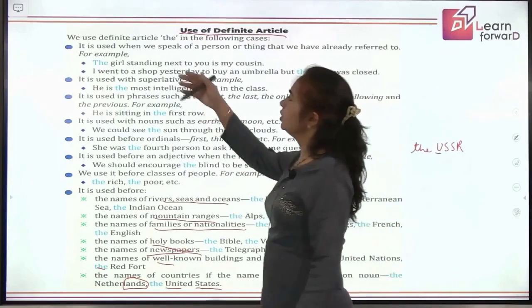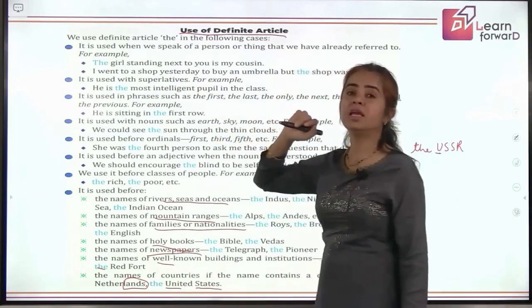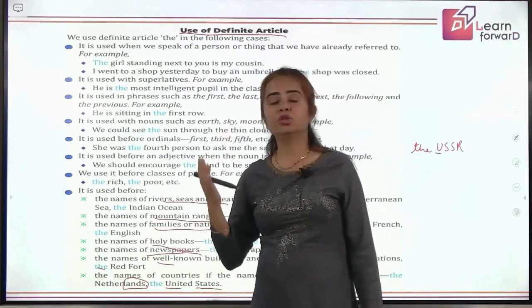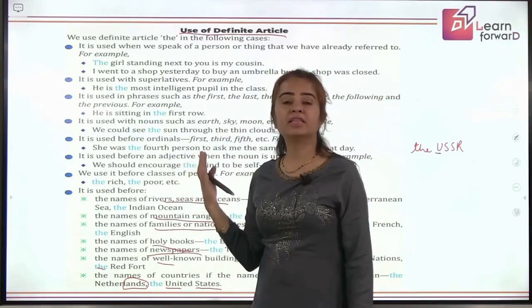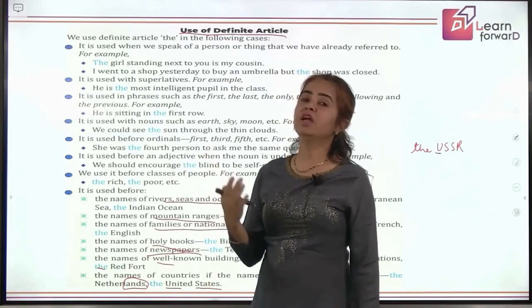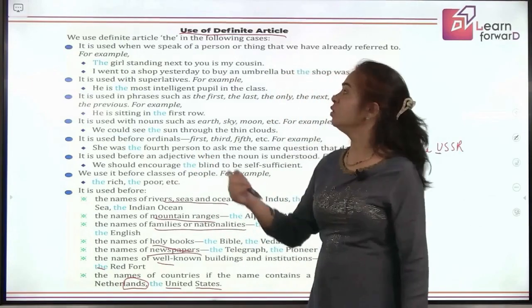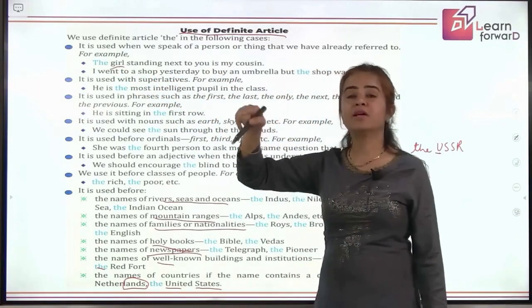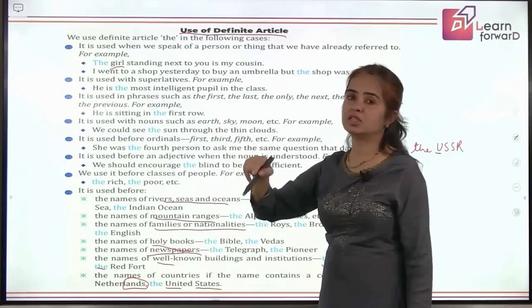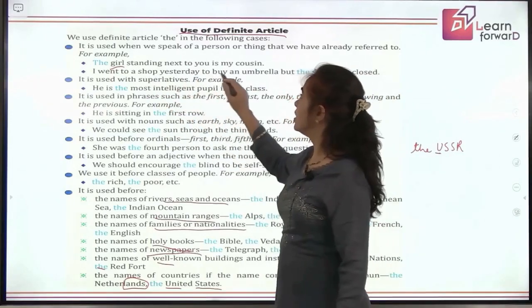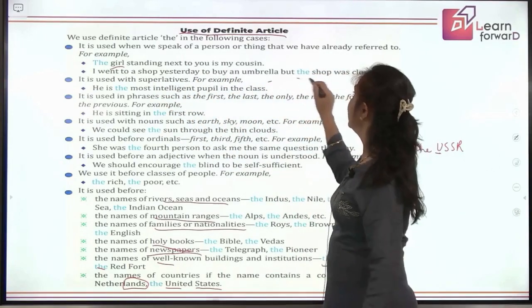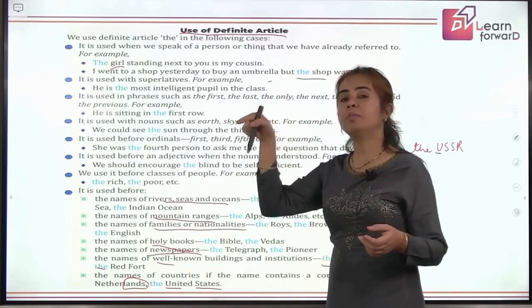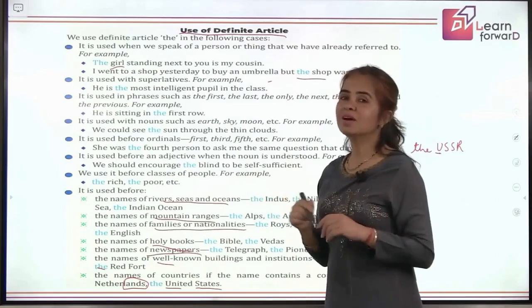Now coming to other rules, when we speak of somebody in general, we use the indefinite article, but introducing the definite article to you, I said definite means particular. So when we are talking about particular nouns, we use article the. Like the girl standing next to you, that means I am specifying the girl who is standing next to you. I went to a shop yesterday to buy an umbrella, but the shop was closed. So which shop am I talking about? The same shop where I went. So that becomes a particular one.